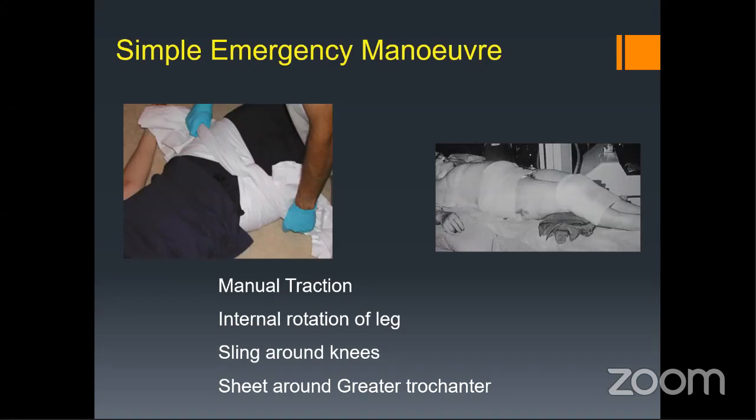And the binder really needs to be at the level of the greater trochanters, because what you're trying to do is use the femurs, or the head of the femur, to push against both sides of the pelvis and produce that compression in the pelvis. And what you're trying to achieve is really pelvic stability.